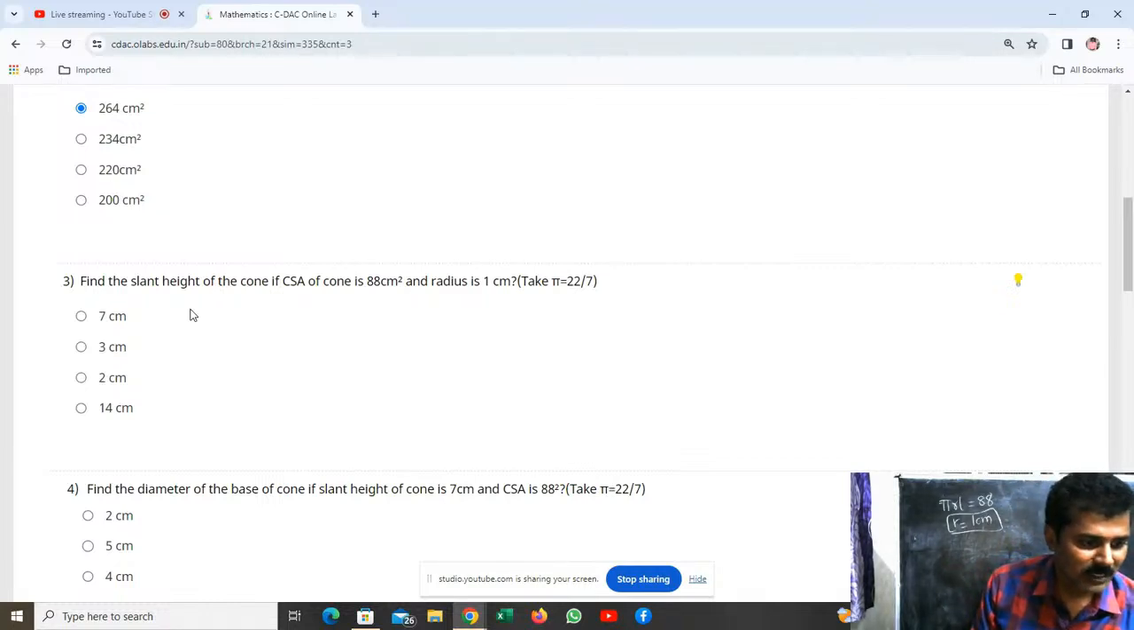Try the question. You can note it down and try it. Find the slant height of the cone if the CSA of a cone is 88 and the radius is 1 centimeter.